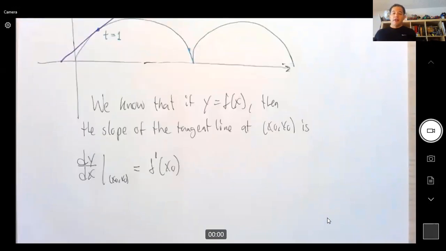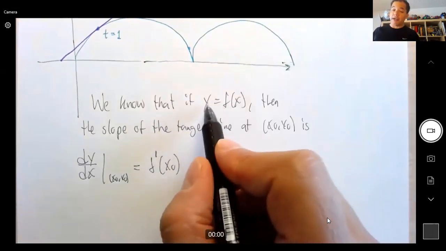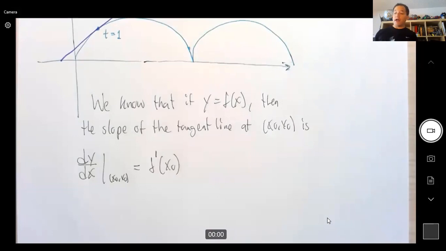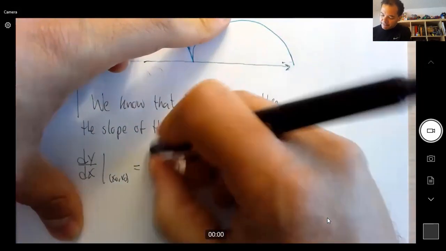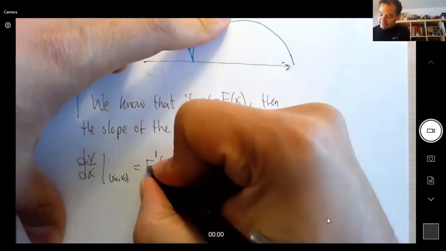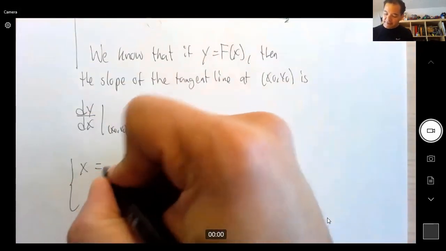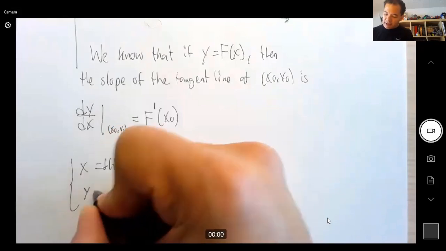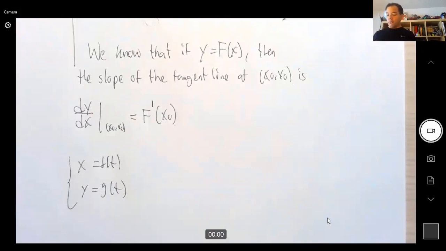Now, the problem is we don't have a function like this right now. Right now, we don't have y equals f of x. We have y equals, in fact, let me change this to capital F so there's no confusion. Right now, we don't have that. What we have is this. We have x is f of t and y is g of t. That's what we have, right? But here's the thing, though. What we can do is we can figure out a formula for what we want in the following way, using the chain rule.